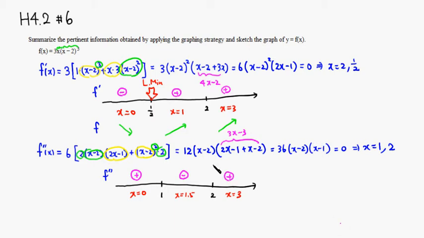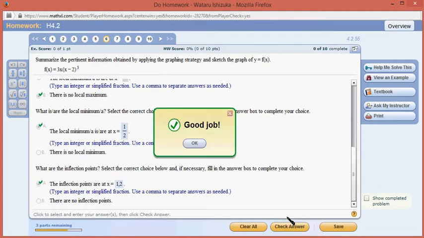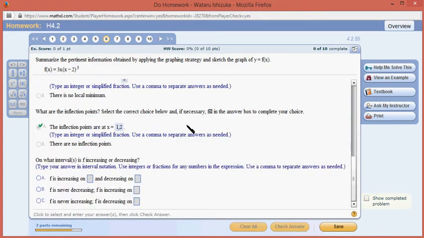So you can see that you're going to have an inflection point because the concavity is changing. You have an inflection point here and also an inflection point there. So it's at 1 and at 2. Check the answer. We got that.